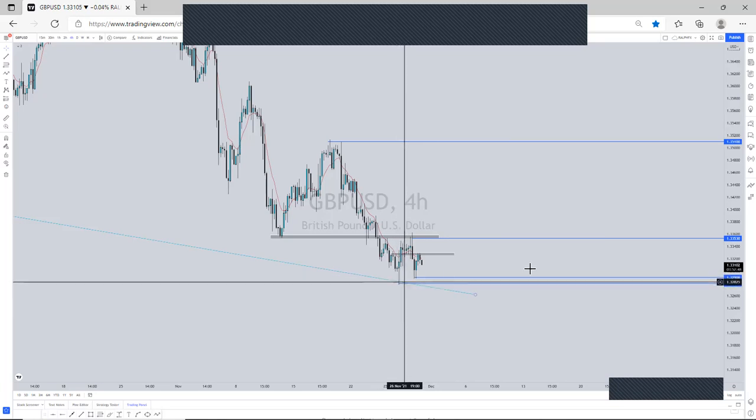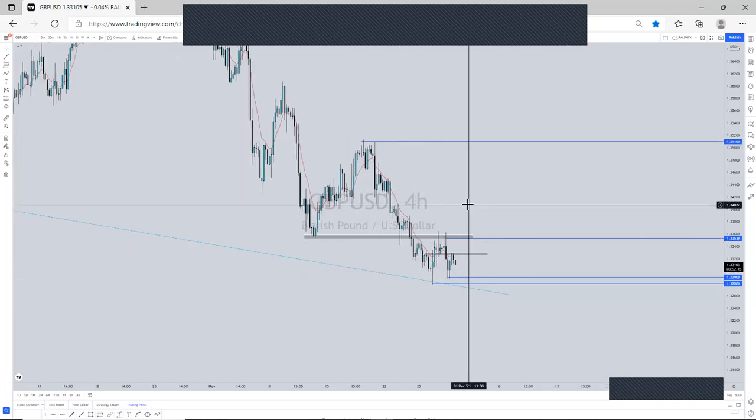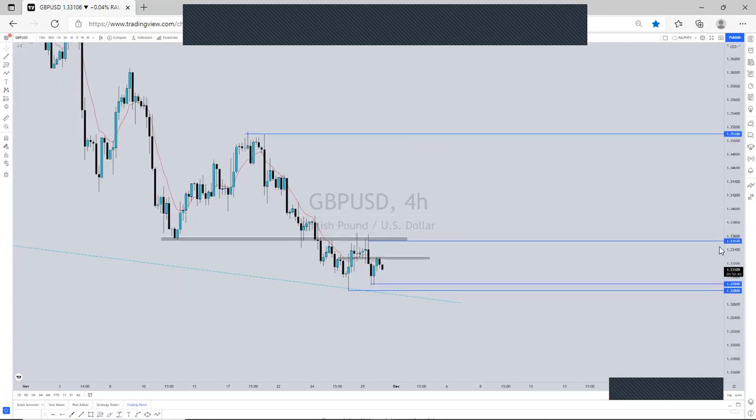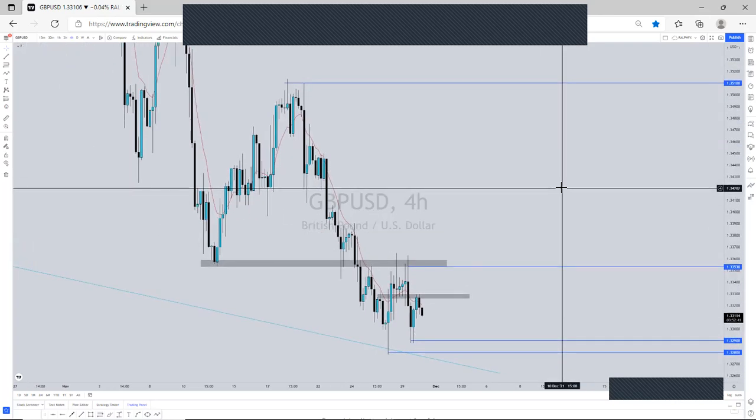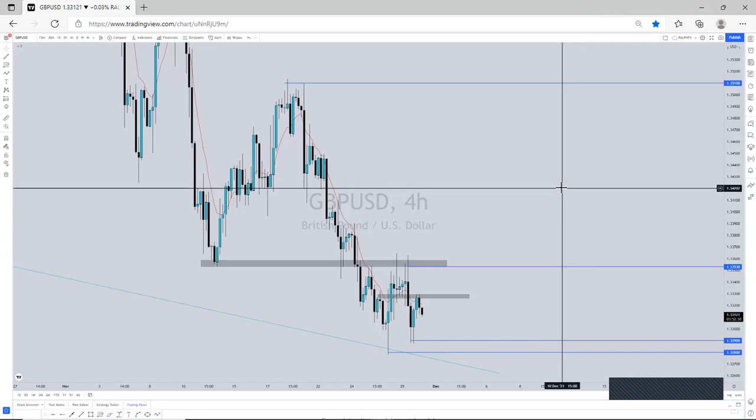1.32800 was the lowest price. So now we are within a weekly range. We have the previous week's range. The previous week's range is 1.351 and 1.328. The high 1.351, the low 1.328. So we see that we are still within the previous week's range, right?